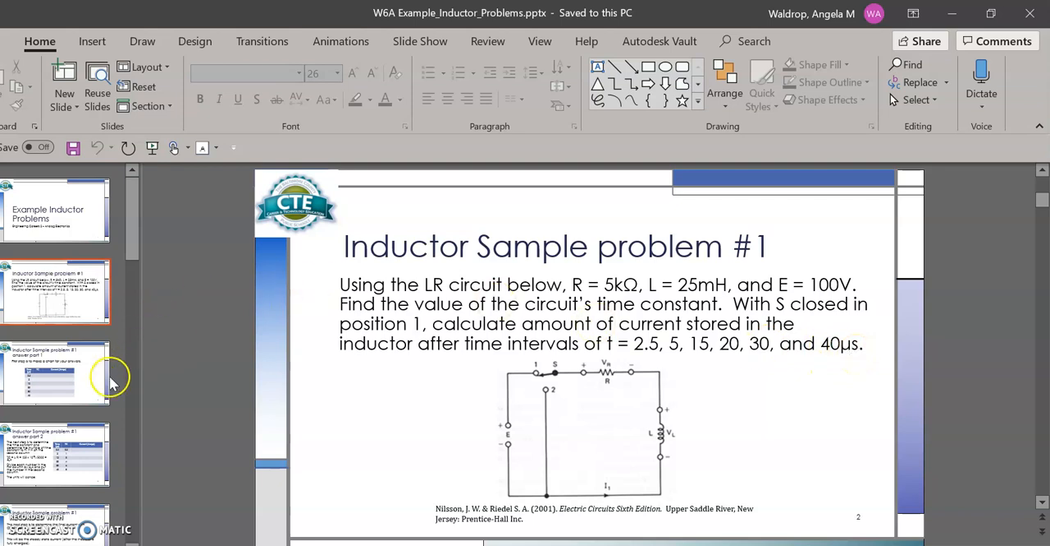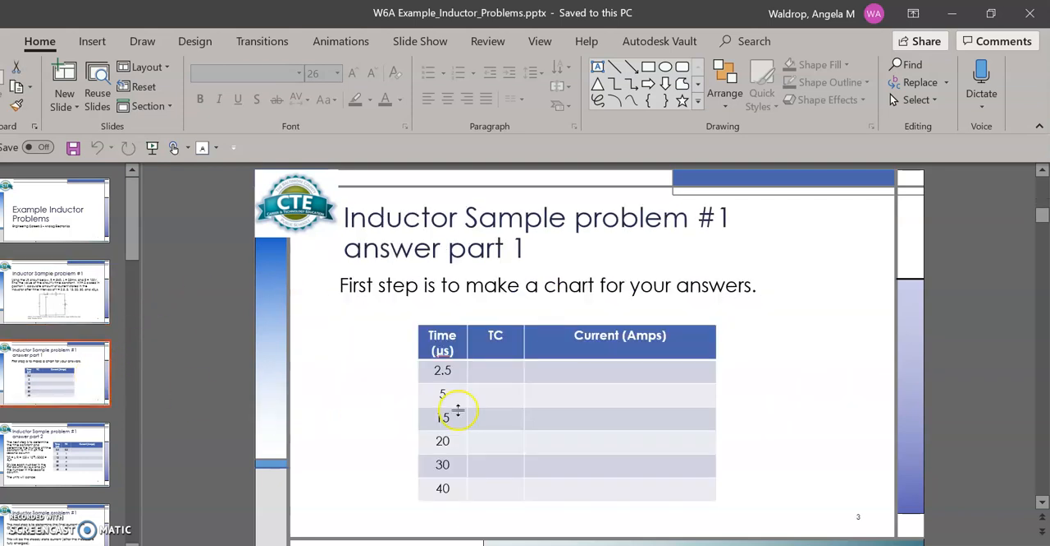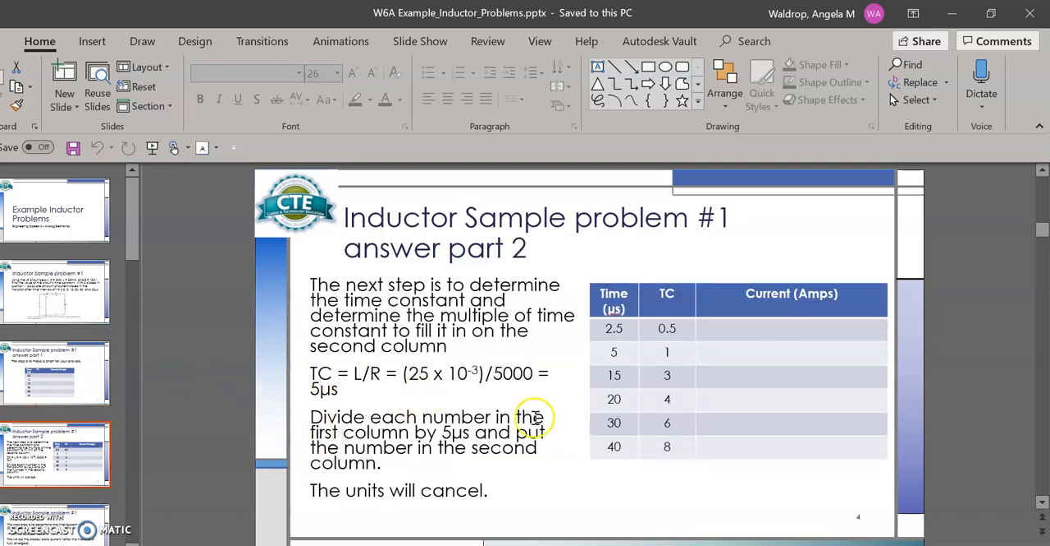The very first step is to create a chart with 3 columns. The first column is going to have the time that we're concerned about. The second column is going to have a multiple of time constant, and we'll talk about that in a second. And the last column is going to have the current, the actual current that's stored in the inductor at that time.